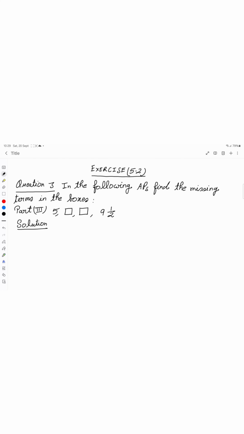Value of first term is 5, means value of a is 5, and value of fourth term is 9.5. The mixed fraction. Now convert this mixed fraction into improper fraction. 9 and 2 को मल्टीप्लाई करेंगे तो 18 आएगा, 18 में 1 ऐड करेंगे तो 19 आएगा, मीन्स फोर्थ टर्म की वैल्यू हो गई 19/2.